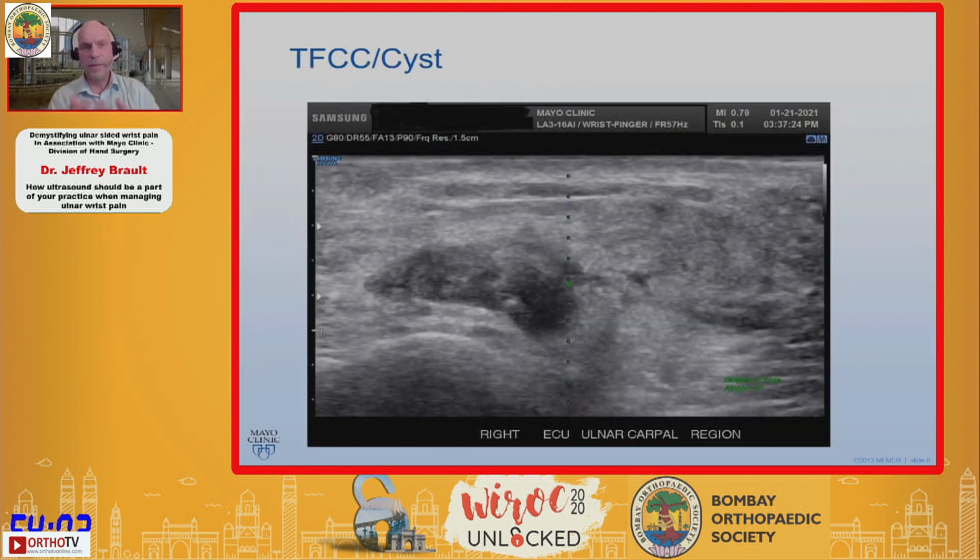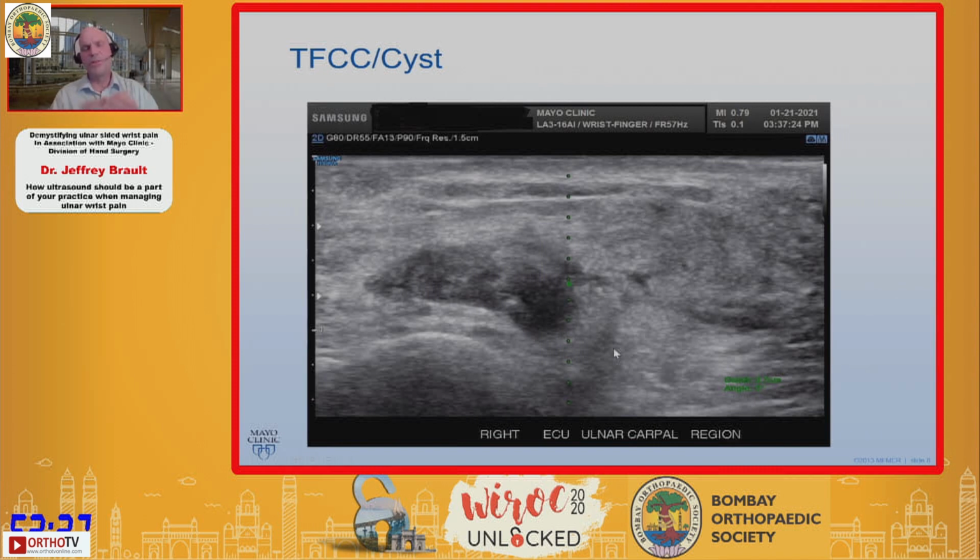As I said, we use the ultrasound to find out if masses are cysts, if they're fluid filled, or if they're solid. This is actually looking at the ulnar side of the wrist, the ulna and triquetrum, and this is actually a cyst originating off of the ulnar aspect of the wrist through the capsule.